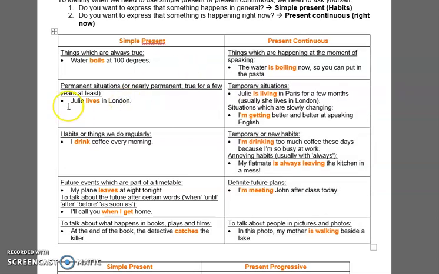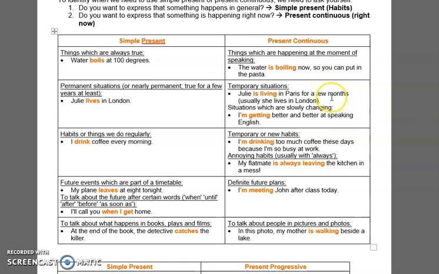This is another example. Permanent situations or temporary situations. Aquí está la clave. Una situación permanente. Julie lives in London. Julia vive en Londres. That's it. Una situación temporal, dice, Julie is living in Paris for a few months. Cámbianle Paris for London, and it says, Julie is living in London for a few months.